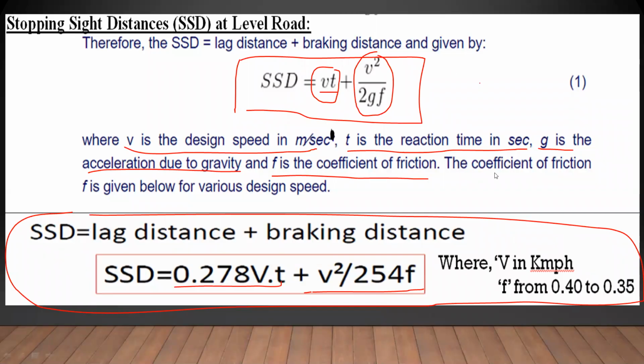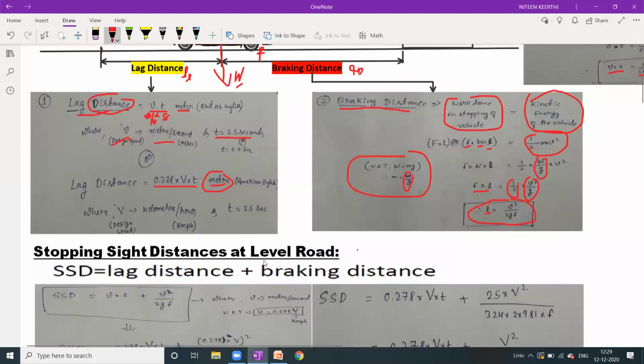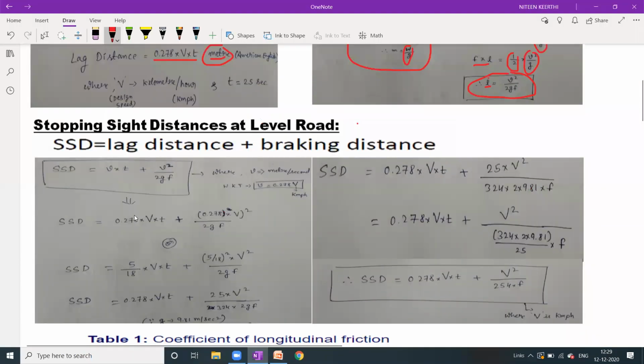Yes, so this is how you got it. You can again go through my note. Here I have shown you again in detail, that is, the SSD. Here the total formula is small v into t plus small v square by 2gf.